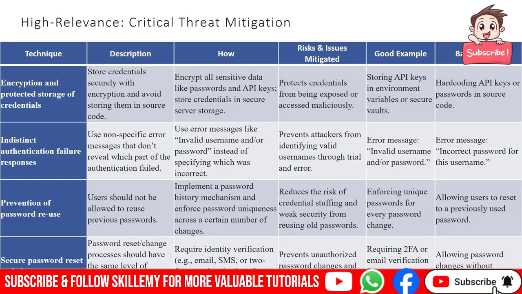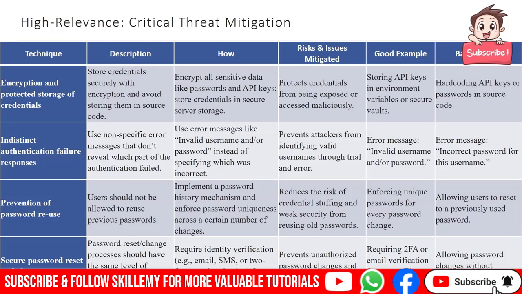Regarding authentication failures, it is also essential to use indistinct failure responses. A vague message such as "invalid username or password" avoids giving hints to attackers about whether their guesses are correct. If an error message specifies that the username exists but the password is wrong, attackers can use that information to focus on cracking passwords for valid usernames, which can dramatically increase the success rate of credential stuffing or brute force attacks.